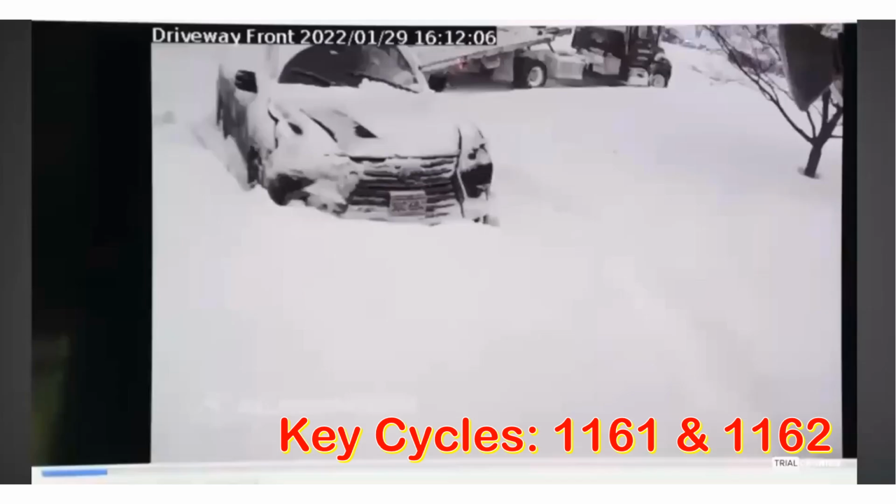Now we talk about key cycle 1161 and 1162. So 1161 would be Karen Reed driving to her parents' house. Now, I don't know if she stopped at a gas station, turned her car off, and then got back in her car and continued to drive. Once again, that would flub the numbers as well, but these are just going on the ones that we have.